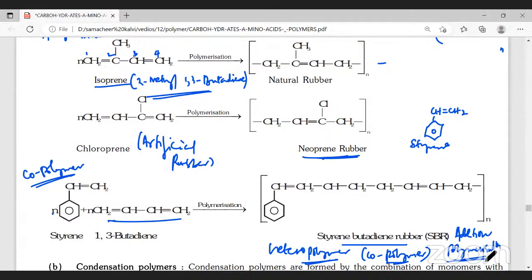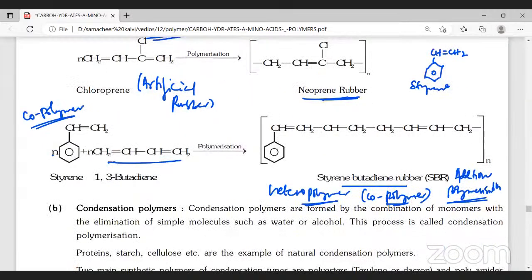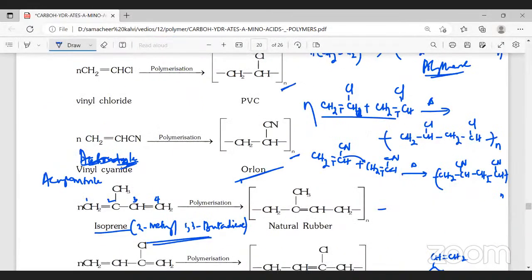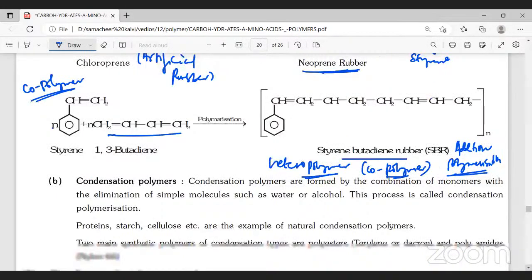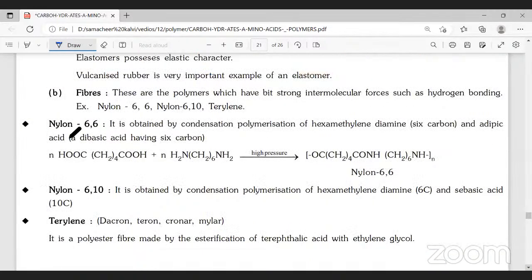The next type of polymerization, based on the method of synthesis: one is addition, the other one is condensation polymerization. Now, what is this condensation polymerization? The example is given here: nylon 6,6. This is a 2-mark question. Now, what is the monomeric unit in nylon 6,6?